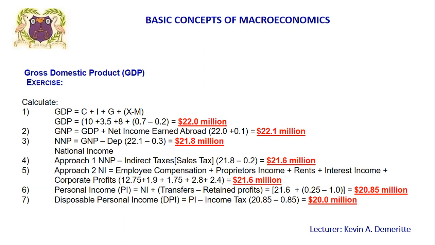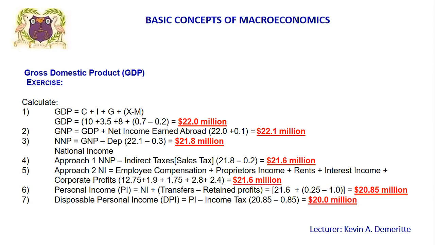And the unearned income is your transfers minus any monies that you should have gotten as part of your profits from the company that you're investing in, but the company decided they're going to hold on to that money to grow the business. All right. So personal income is national income plus transfers minus retained profits.